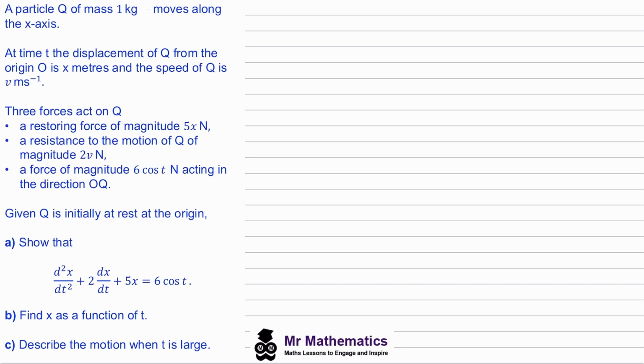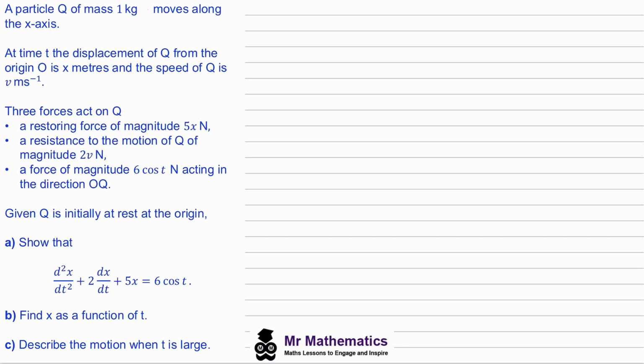So we're told that a particle of mass 1 kilogram moves along the x-axis. And at time t, the displacement of Q from the origin is x meters and the speed of Q is v meters per second. We're told that three forces act on Q. There's a restoring force, a resistance to the motion of Q in terms of v, and a force of magnitude 6 cos t acting in the direction of O to Q. We're told that Q is initially at rest at the origin, and we need to set up this differential equation.